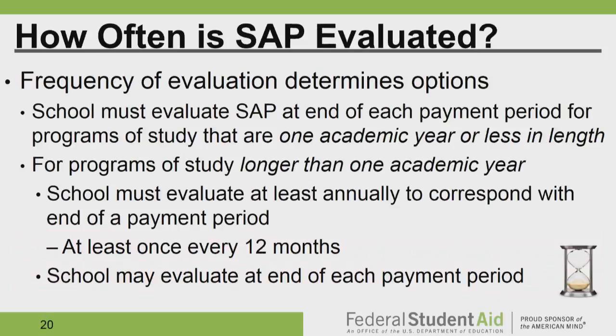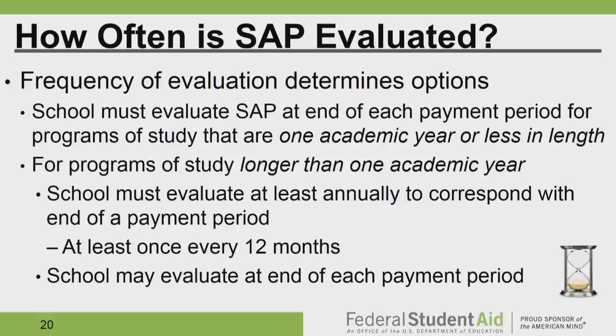Now, how often do you have to check SAP? In part, that's going to be dictated by the length of your programs. For any programs that are 1 academic year or less, you must check at the end of each payment period. Now, if you think about it, a very small program, you might only be checking it once, maybe twice, depending on the number of payment periods that make that up. But that's for programs equal to or less than an academic year.